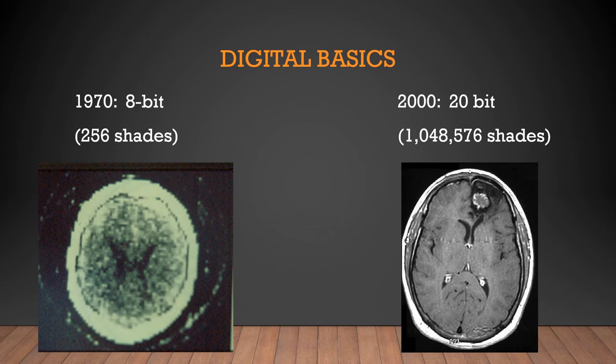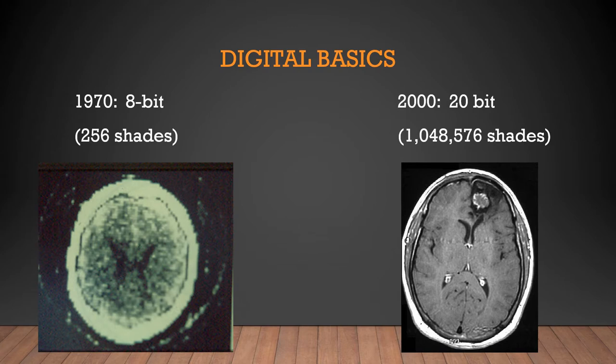And this will definitely show you what I'm talking about with shades of gray. In 1970, we had our first CAT scan. It was only an 8-bit system, which showed 256 shades of gray. That's an ugly picture. That's what CAT scans looked like back in 1970. That is the only amount of information that we could see.